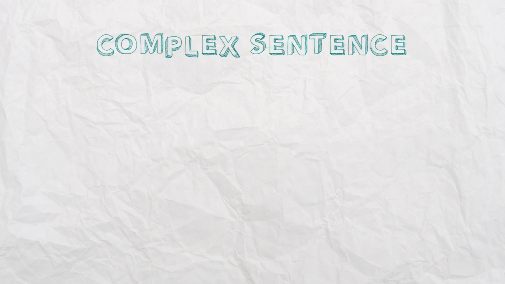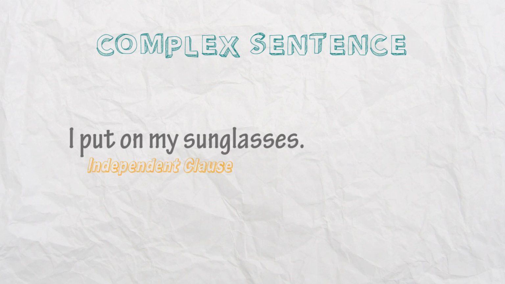But what is a complex sentence? A complex sentence consists of an independent clause and a dependent clause.